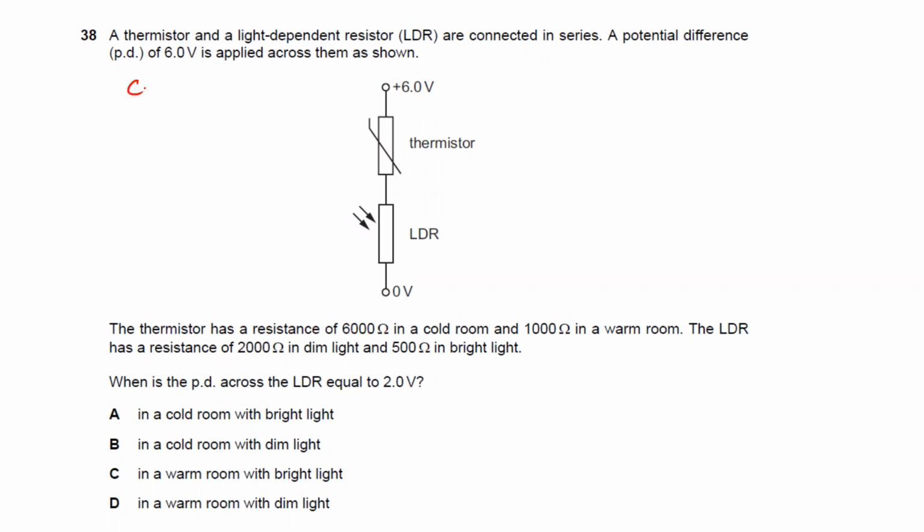So we have a cold room and we have a warm room. The thermistor resistance is 6000 ohms in a cold room and 1000 ohms in a warm room. And an LDR has a resistance of 2000 ohms in a cold room and 500 ohms in bright light. So this is dim light.